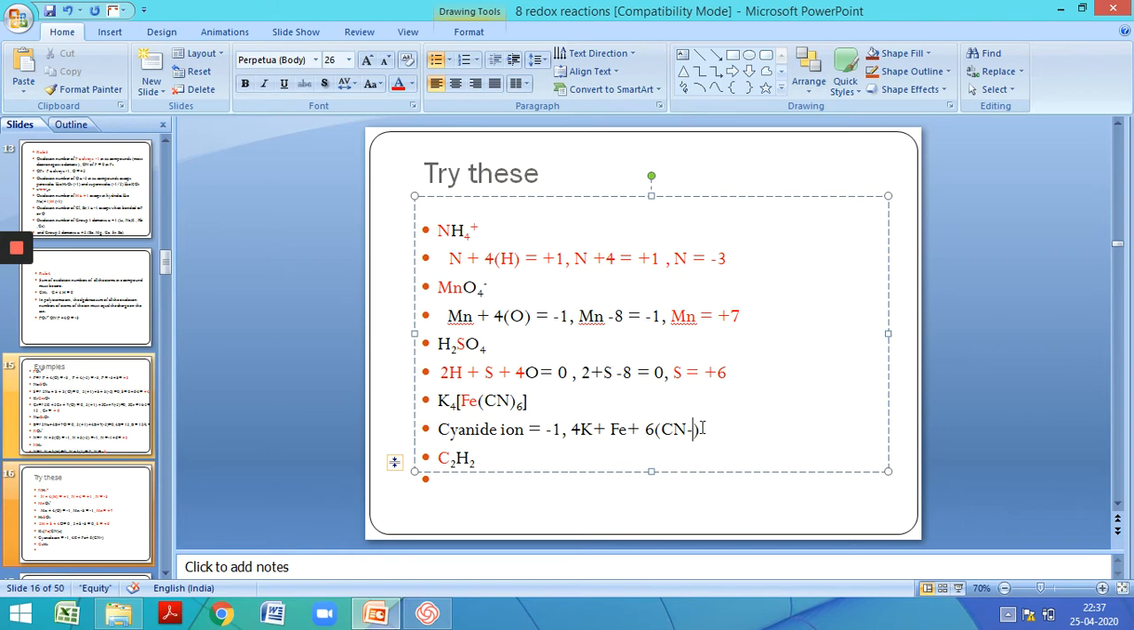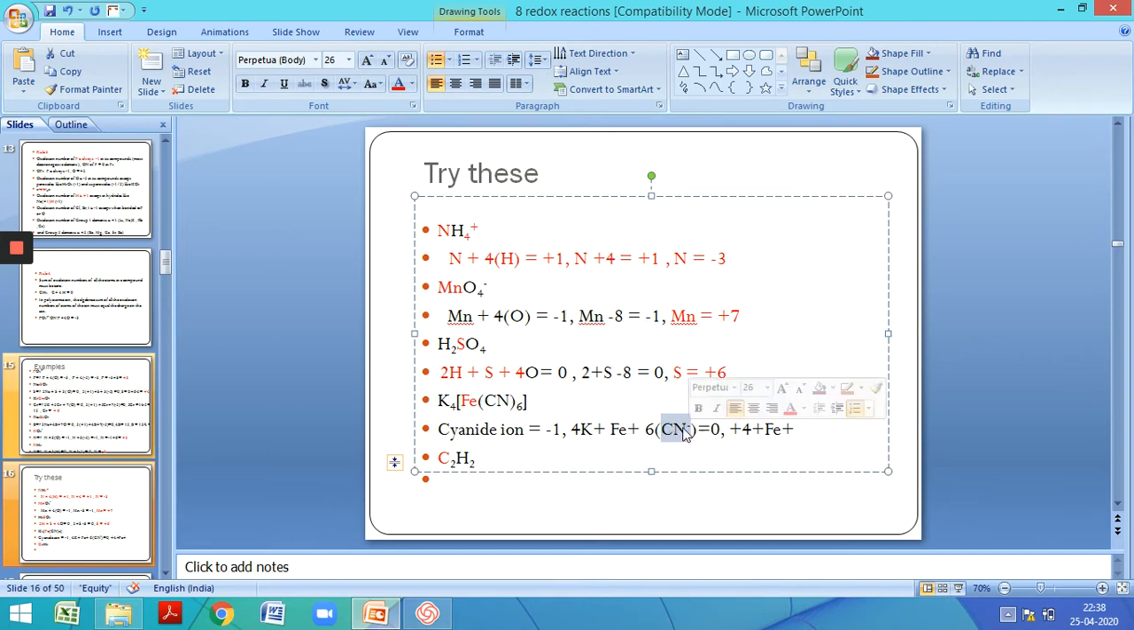The oxidation number of CN⁻ is equal to 0 because this is a neutral compound. The sum of oxidation numbers is equal to 0. Potassium, we know the oxidation number is +1, so potassium is +4. Iron, we need to find the oxidation number, plus 6 times CN⁻.